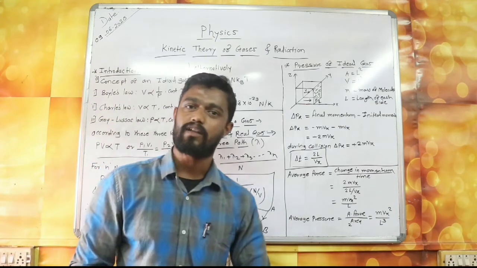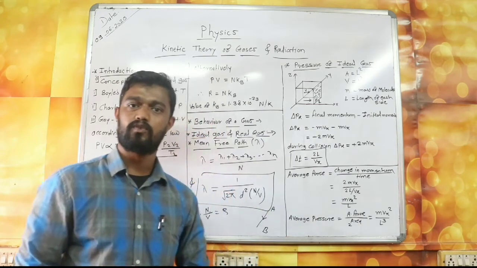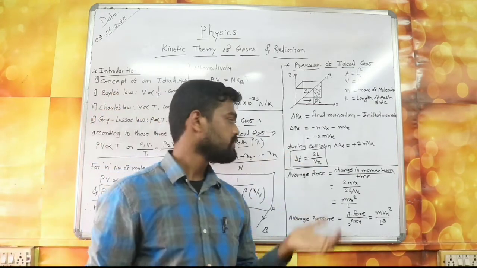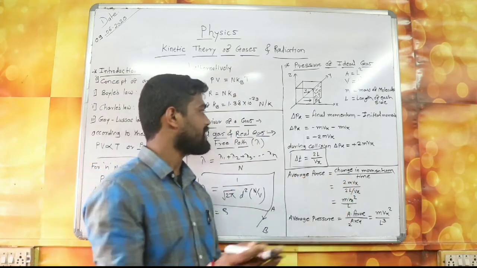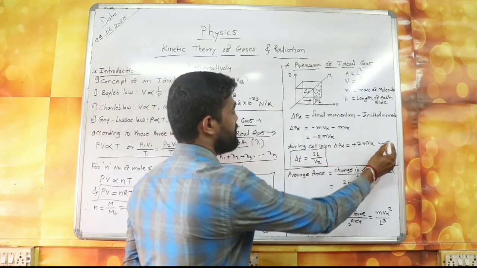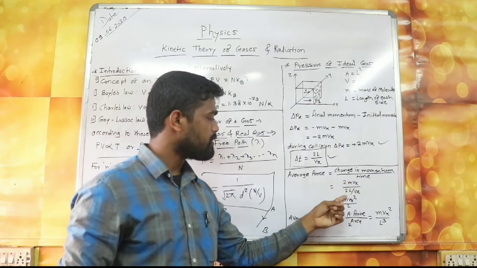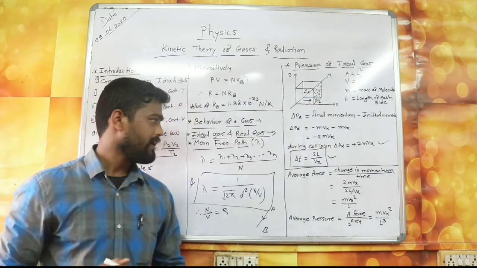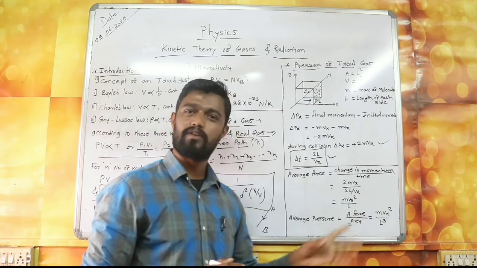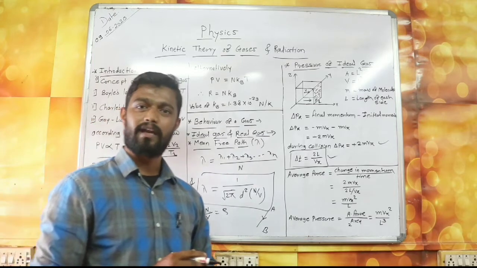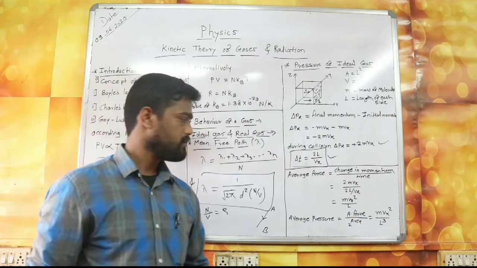Now we find the average force. Average force is equal to change in momentum upon time. You know, force is equal to momentum upon time. So average force is equal to change in momentum upon time. I just put in the values, this one and this one, in this equation. So I get 2mVx upon 2L divided by Vx, which is equal to mVx square upon L. The 2 will be cancelled, Vx comes to the numerator, then you get mVx into Vx, which is mVx square upon L.